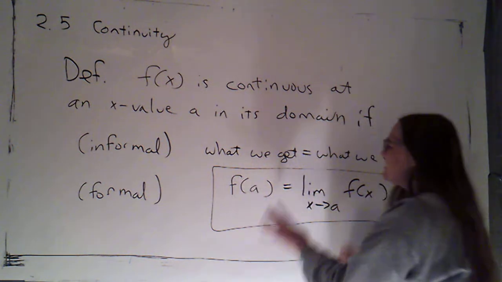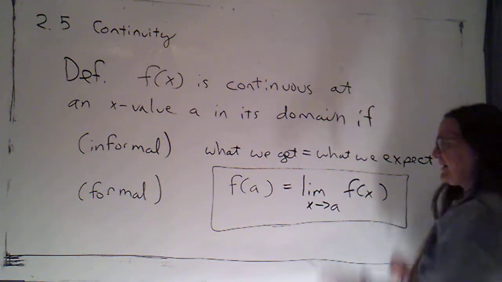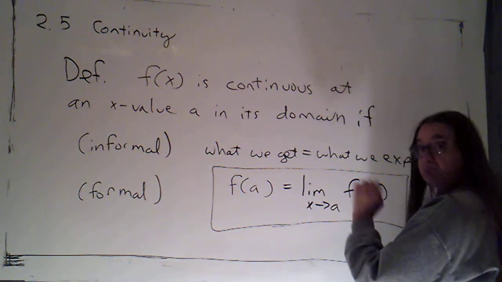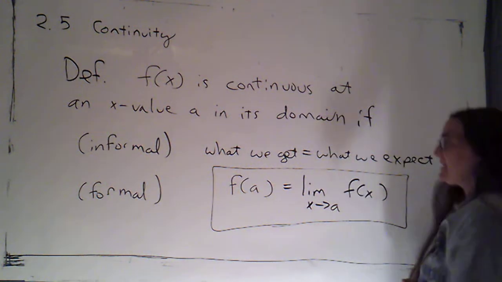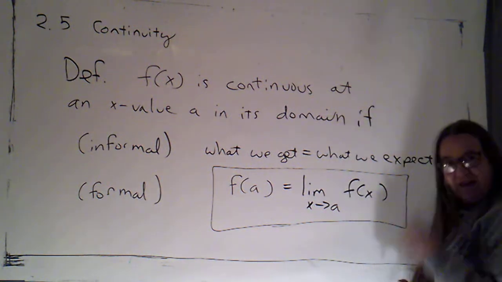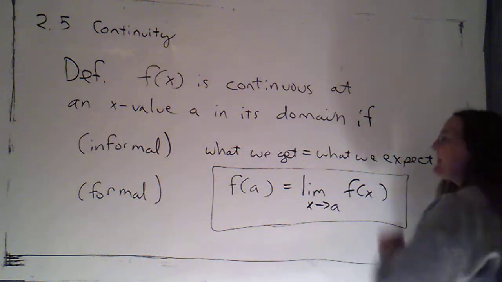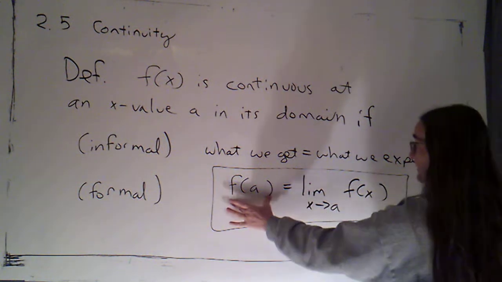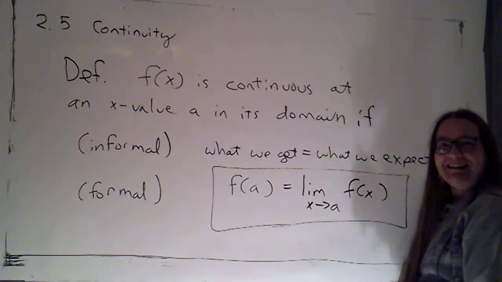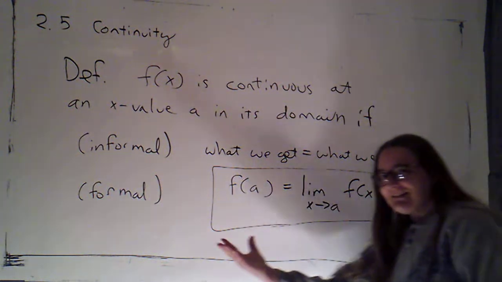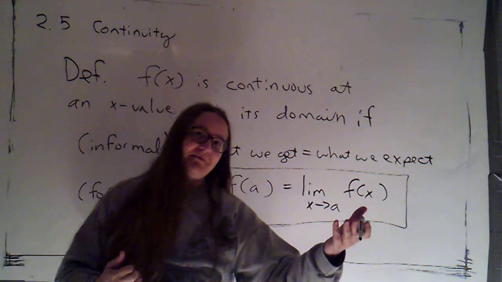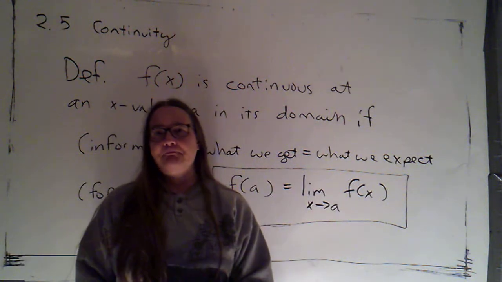Okay. Some books sometimes make a big deal about the fact that three things must be true. The left side must exist. Okay, a has to be in the domain. The right side must exist. We have to expect something, and they have to be equal. That's true. There are three parts to this equation. There's the left side, the equal side, and the right side. So in order for what we get to equal what we expect, we have to get something, we have to expect something, and they have to be the same.